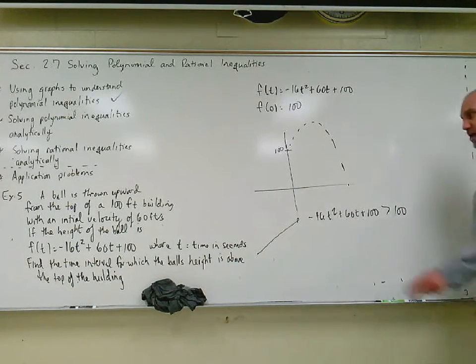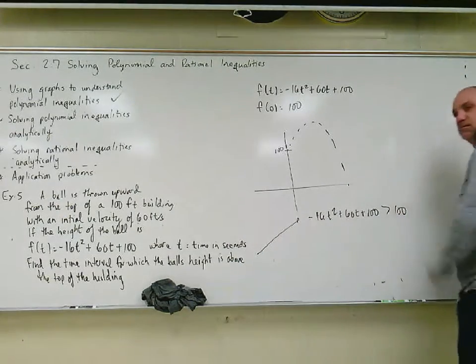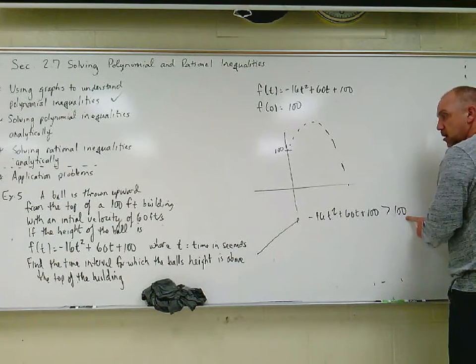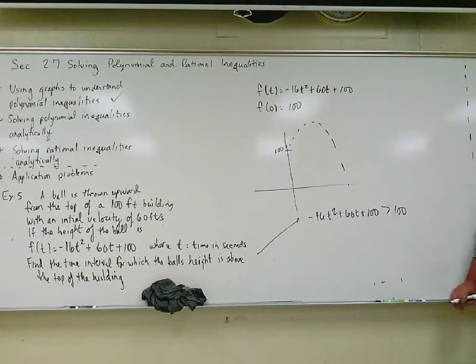Okay, so this is exactly right. That last sentence is this, because this tells us the ball's height. Where is the ball's height higher than the building? Greater than 100. Not at the height of the building or higher. Since it's got to be higher than the height of the building, we have to do greater than.